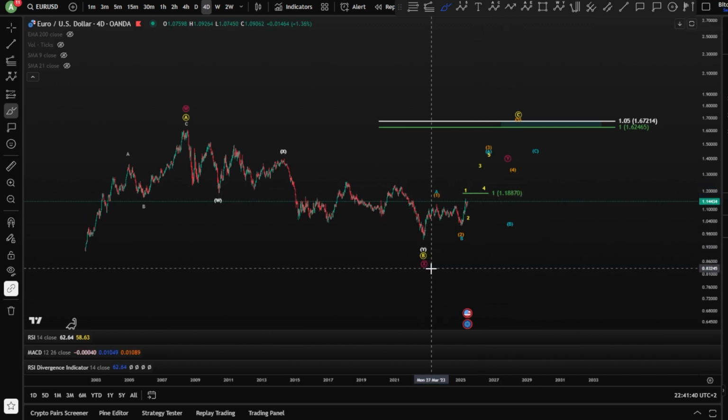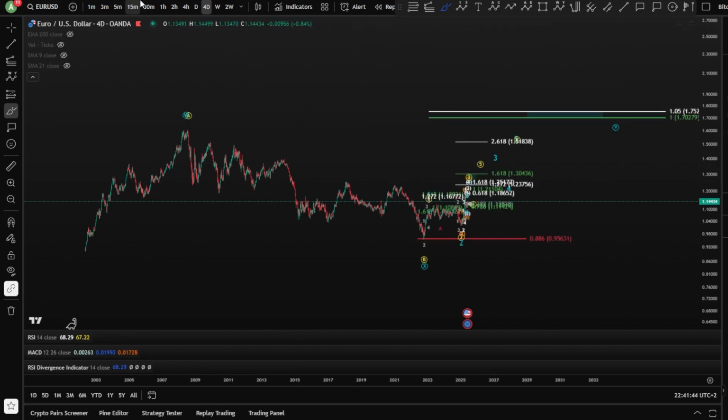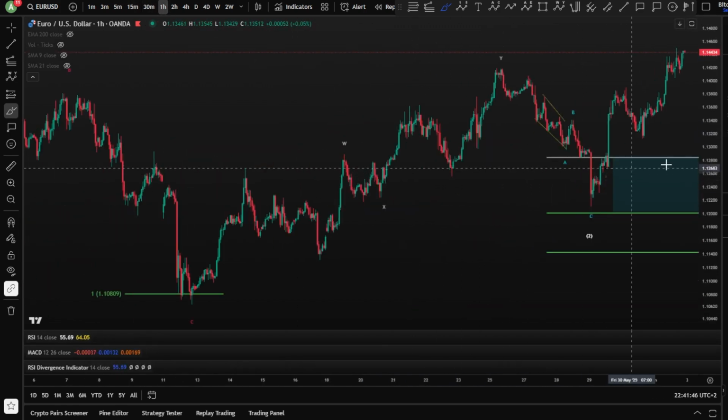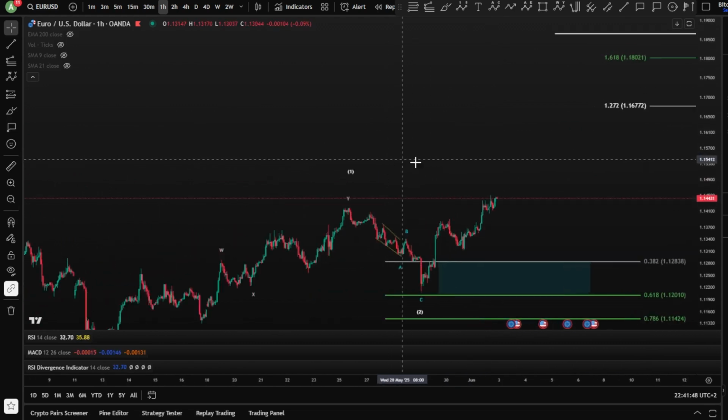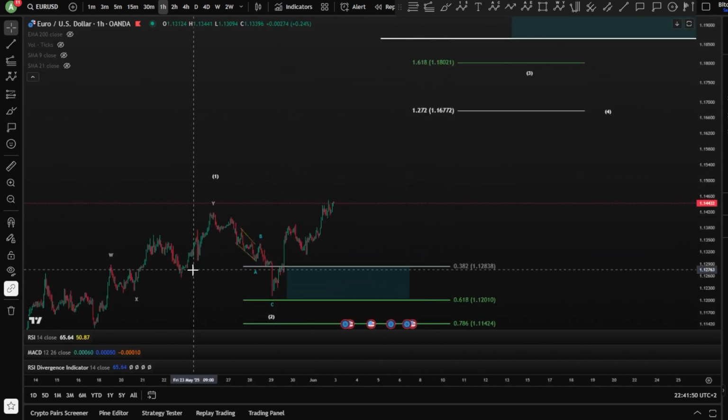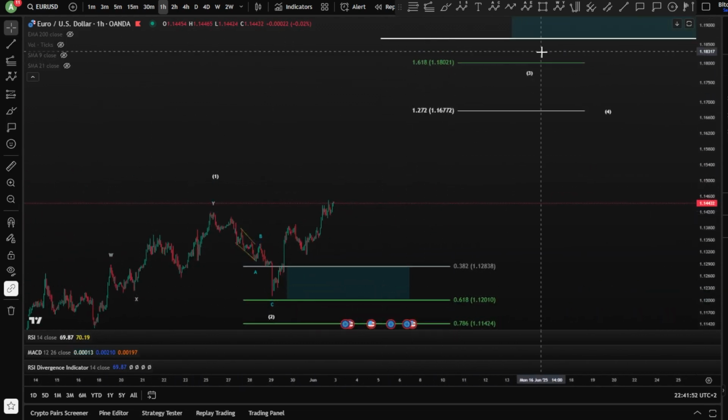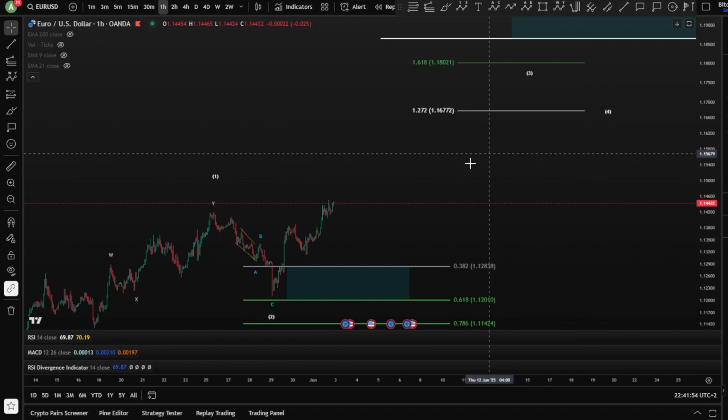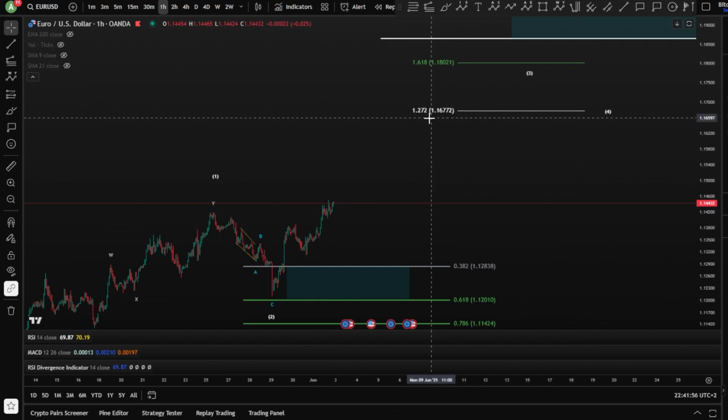Watch the target, which is on our lower time frame. Also the same target, 1.18 right now. As you can see, 1.18 taken from the smaller 1, 2, 3, 4, and a 5. The same target is shown also on the daily.